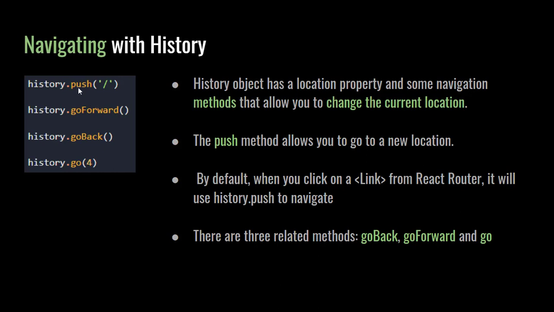90% of the time, you're probably going to be using push, right? So when you do history.push('/repo') or whatever, you're triggering from the code a way of rerouting the whole application and reloading that component. The push method allows you to go to a new location and change the current location. By default, when you click on a link from React Router, it uses history.push when you navigate. So when you click that, internally it's already using this. And again, we have these other related methods. If you've ever used vanilla JavaScript, you can use them, but you don't necessarily use them very much, to be honest.